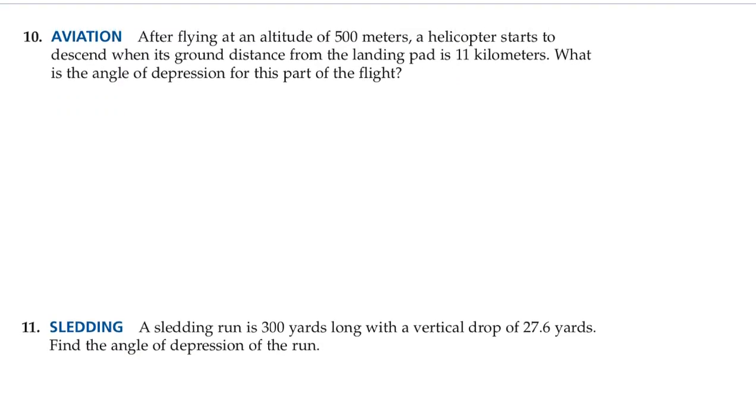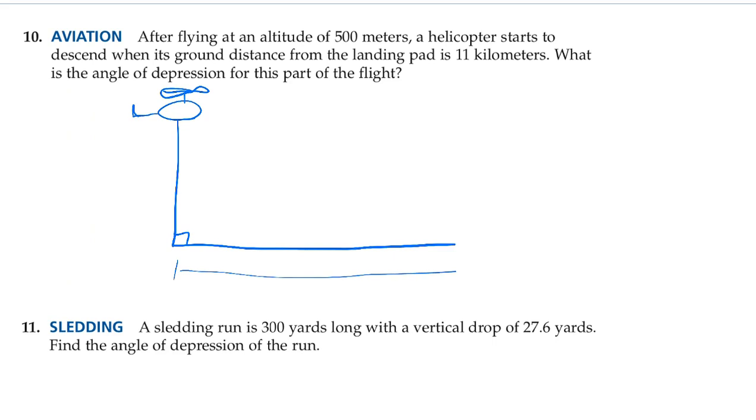Okay, let's go down here. After flying at an altitude of 500 meters, a helicopter starts to descend when its ground distance from the landing pad is 11 kilometers. Ground distance means along the ground, like we were just talking about. So the altitude is 500 meters, and the ground distance from the landing pad is 11 kilometers, so 11 kilometers is 11,000 meters. All right, what is the angle of depression for this part of the flight?